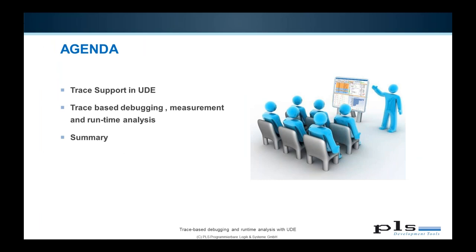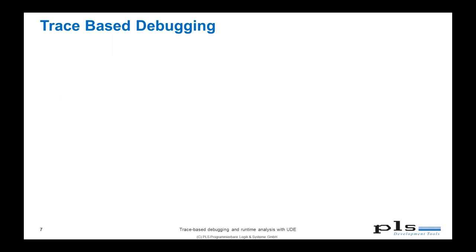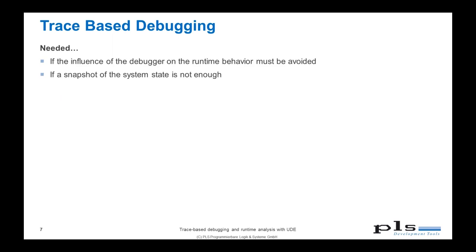Okay, then what can we do with trace? We can do several things. The first is trace-based debugging. Trace-based debugging is needed or is useful if you need to avoid the influence of the debug tool on the runtime behavior of the system.